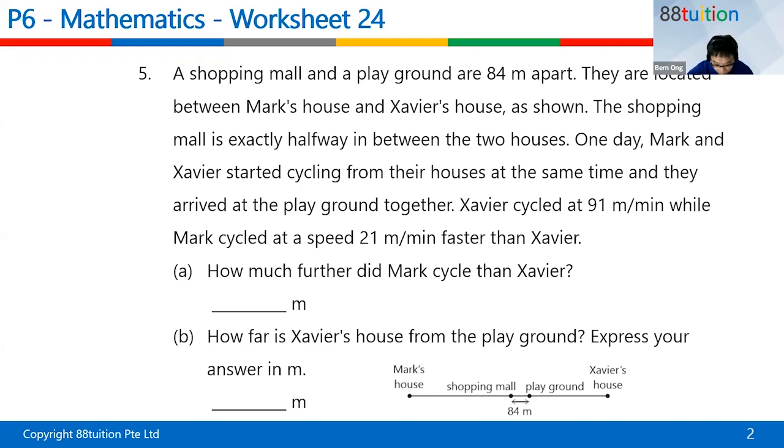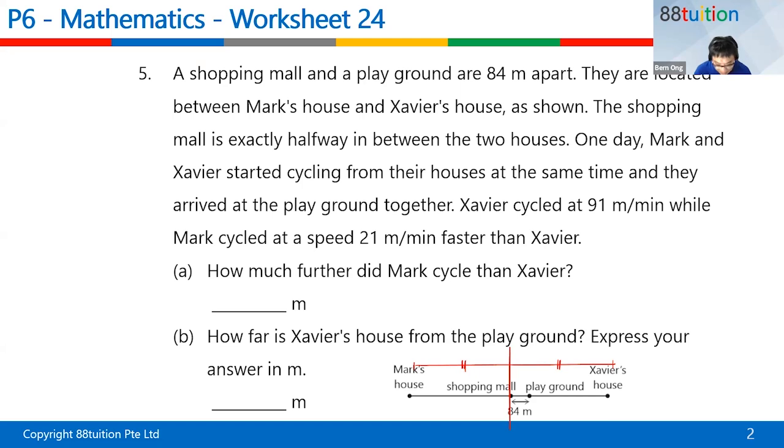A shopping mall and a playground are 84 meters apart. They are located between Mark's house and Xavier's house. The shopping mall is exactly halfway, so this is the shopping mall. It's exactly halfway between Mark's house and Xavier's house. This type of question is very, very popular, very irritating. So the length here is actually equal to the length here.